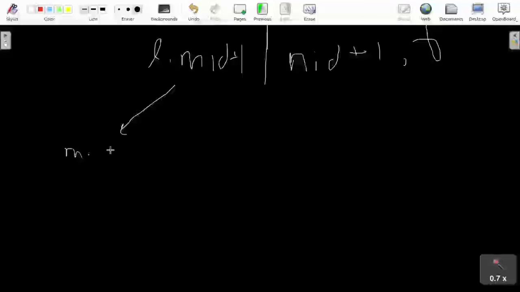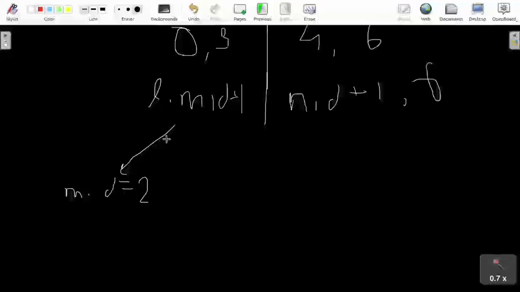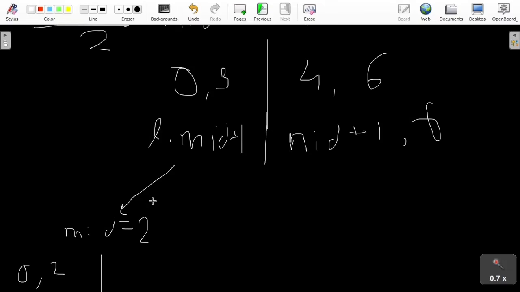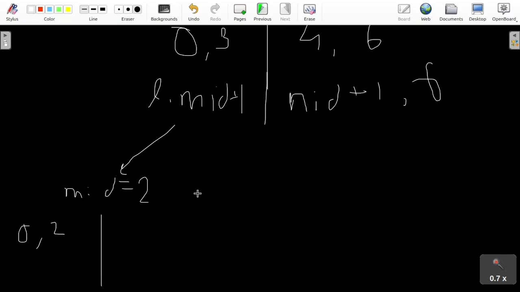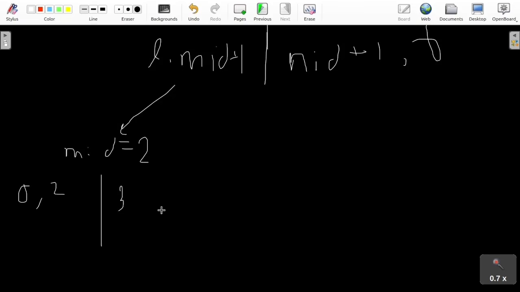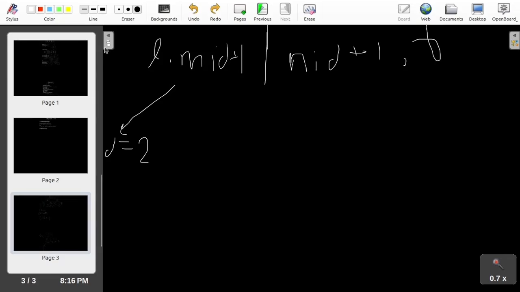Your middle will be 2. So we will again divide the range in two parts. One will be from L, which was 0, till mid, which is 2, and another will be mid plus 1 to R, which is 2 plus 1, 3. Oh, sorry, sorry, my bad. Mid is not 2 in this case.